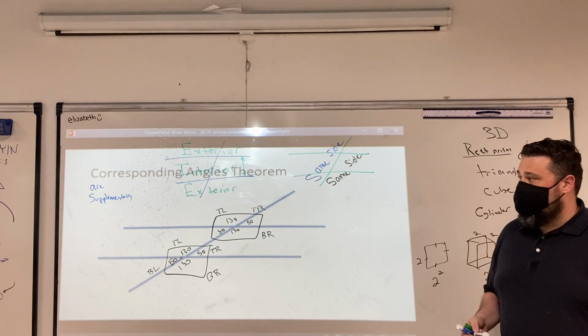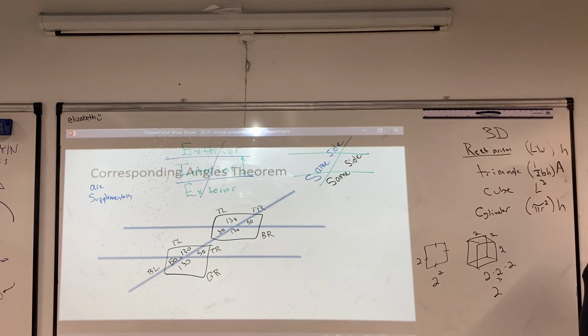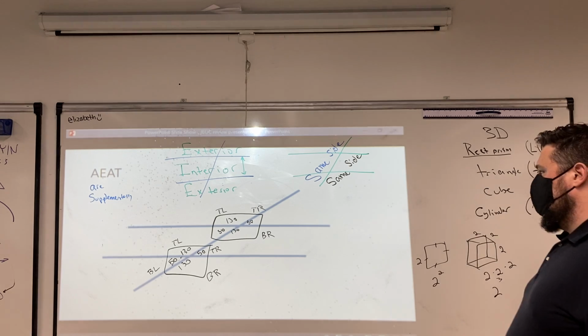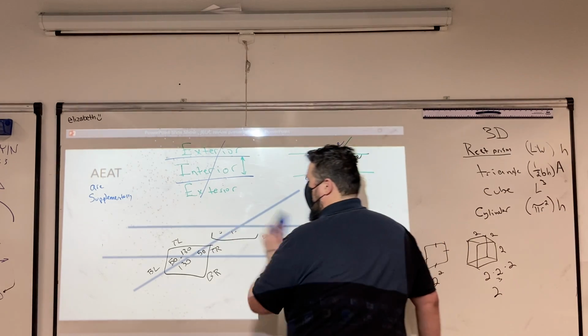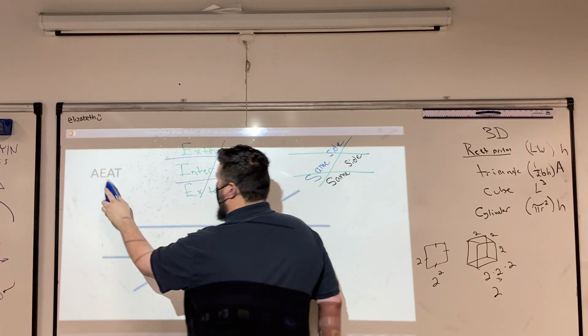And the nice thing is I can put these up in any order. I use same side interior angles first. And then from that, we were able to prove corresponding angles. All right. What do you guys think AE means? Alternate exterior angles. So, these are not supplementary. These are congruent.